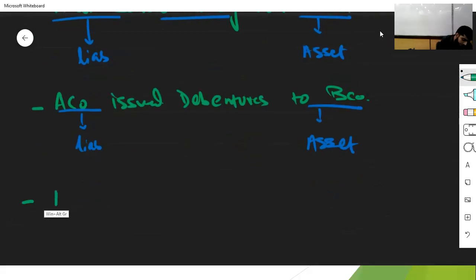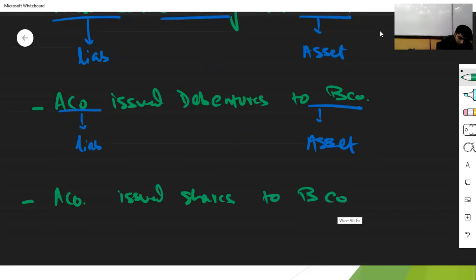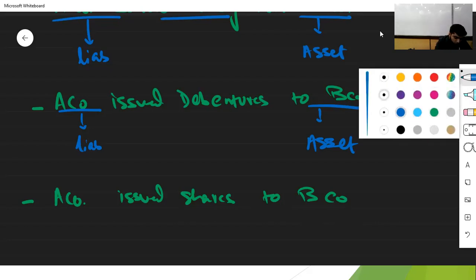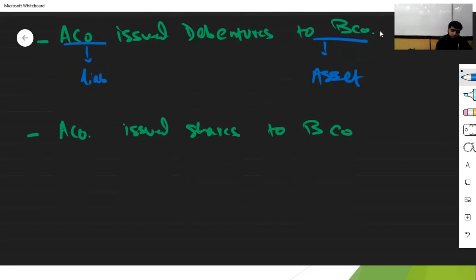Let's take another example. For example, A company issued shares to B company. A company has issued shares to B company. Let's have a look at this transaction, what is going on there. A company issued shares. Now what is going on? A company has taken the amount, and as a result, they have issued shares to B company.